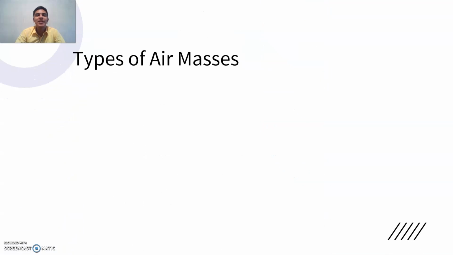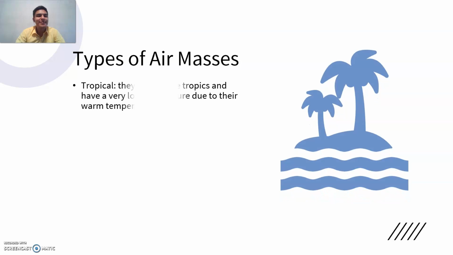So you have the types of air masses here. Let's start talking about the tropical one. They form in the tropics and have a very low air pressure due to their warm temperature. So, very important. We have a warm air mass, and of course they have a low pressure.